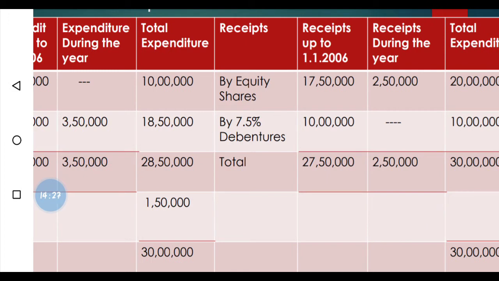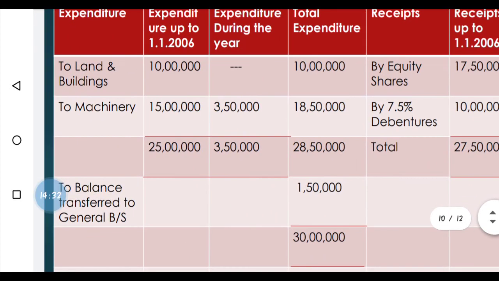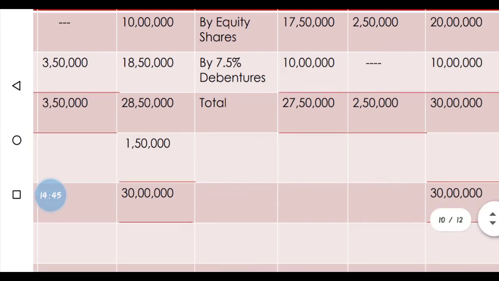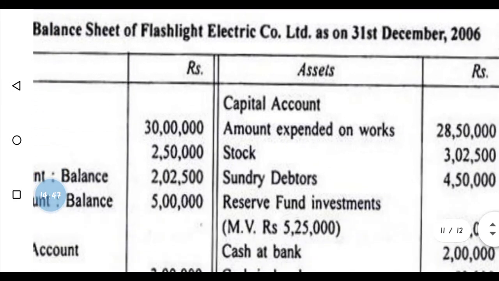So which side is less? The expenditure side is less, so you have to write: to balance transferred to general balance sheet. You have to tally both sides, that is 30 lakhs minus 28,50,000 equals 1,50,000. So both sides total 30 lakhs. Now we are going to see the general balance sheet.